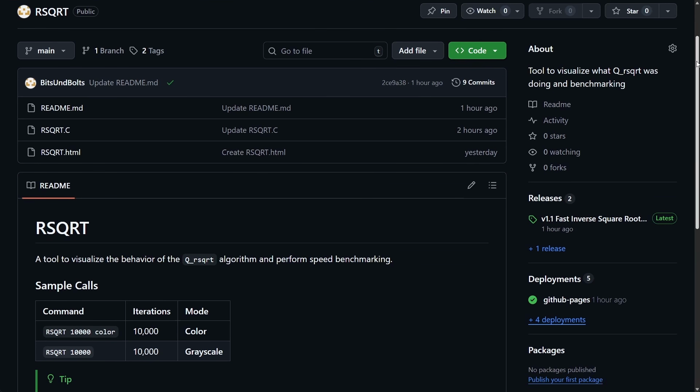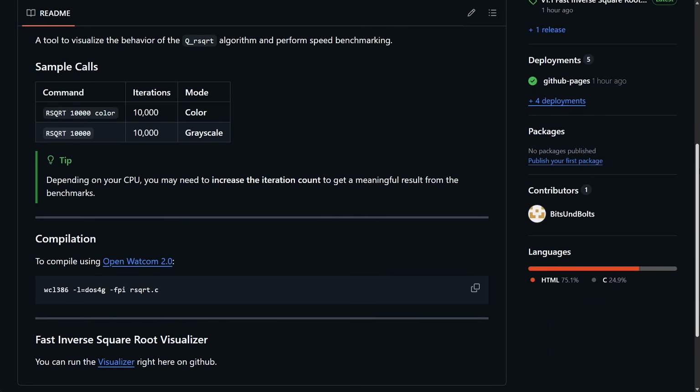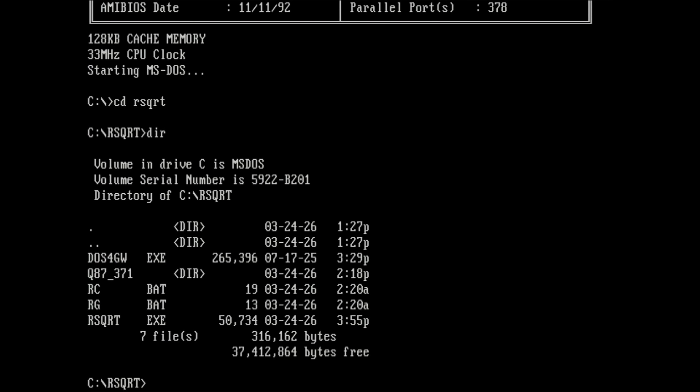If you want to look at the source code or download the executable, you can do that there. But now let's just see what this application does. The executable is rsqrt, and I can specify two parameters. The first one is how many iterations of calculation should happen, and the second is whether it's color or grayscale. Let's do 10,000 iterations, so it will calculate the inverse square root 10,000 times. And I want to run it in color mode.